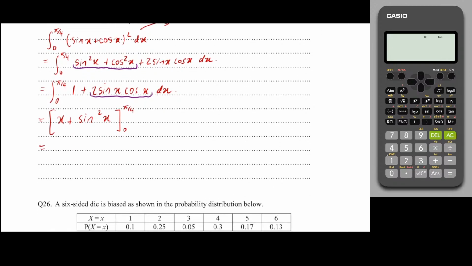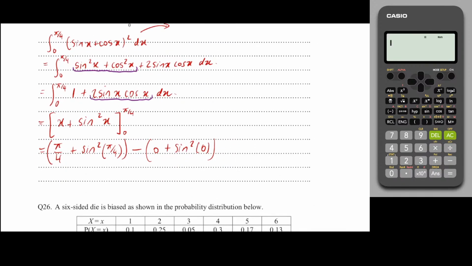Now substituting our values in. Replacing x with pi on 4 plus sine squared pi on 4, minus 0 plus sine squared 0. And we're leaving it in exact form, I believe. Yep. So we need to know what the solution is going to be. Sine squared of 0, well, what's sine of 0 equal to? It's just 0. So 0 squared is just 0, so this whole back end cancels out. Then we've got pi on 4 plus sine squared pi on 4.